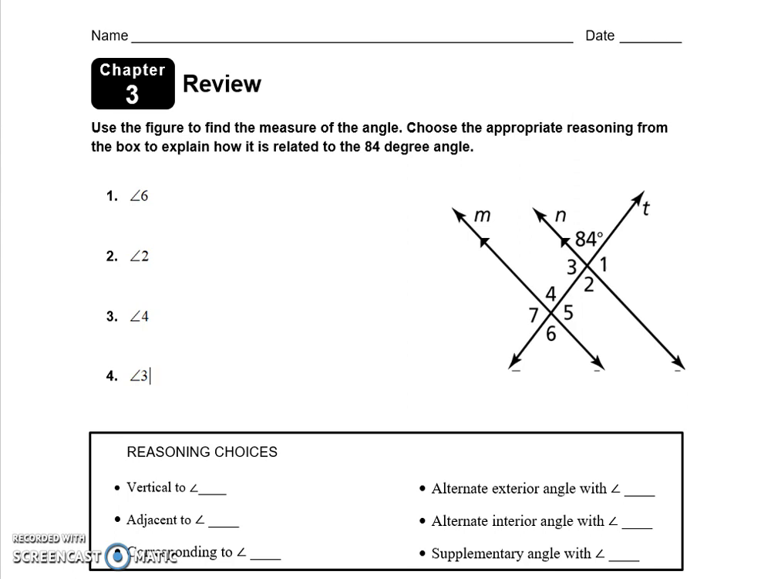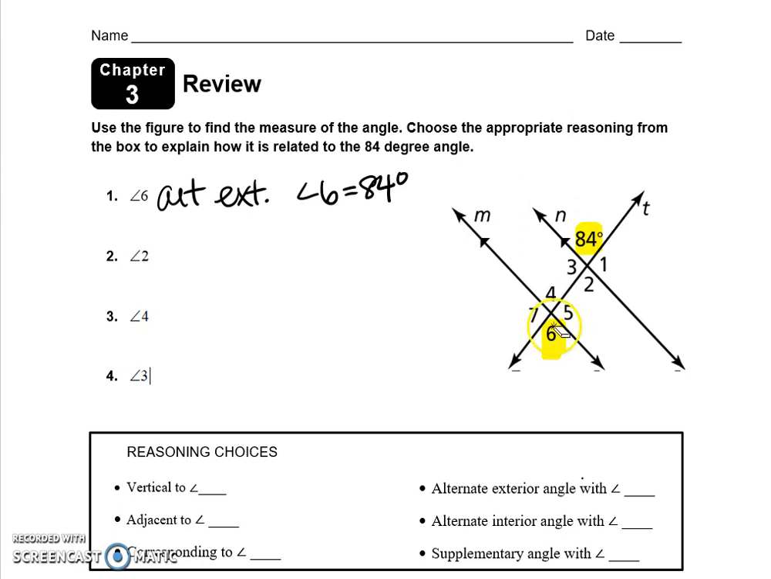Choose the appropriate reasoning from the box to explain how it's related to the given 84-degree angle. So that's the angle that we are given. So the 84-degree angle and angle 6 are alternate exterior angles. And you know that alternate exterior angles are equal in measure. So therefore, angle 6 is also equal to 84 degrees.